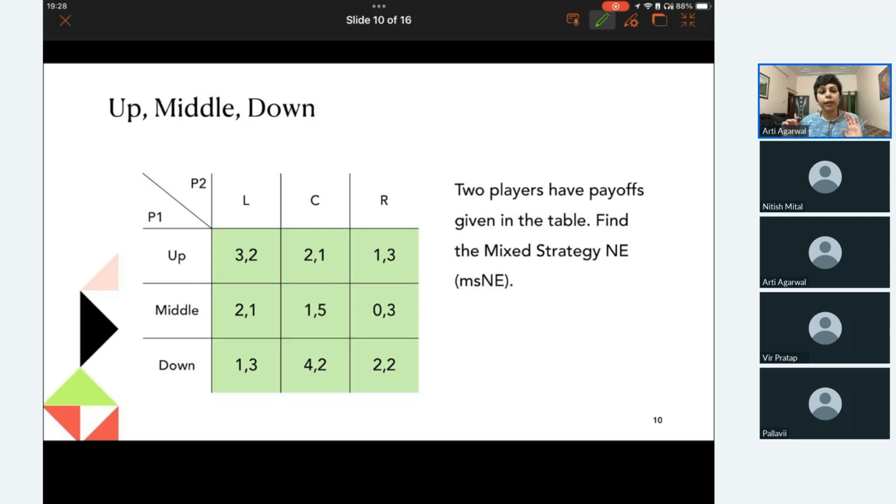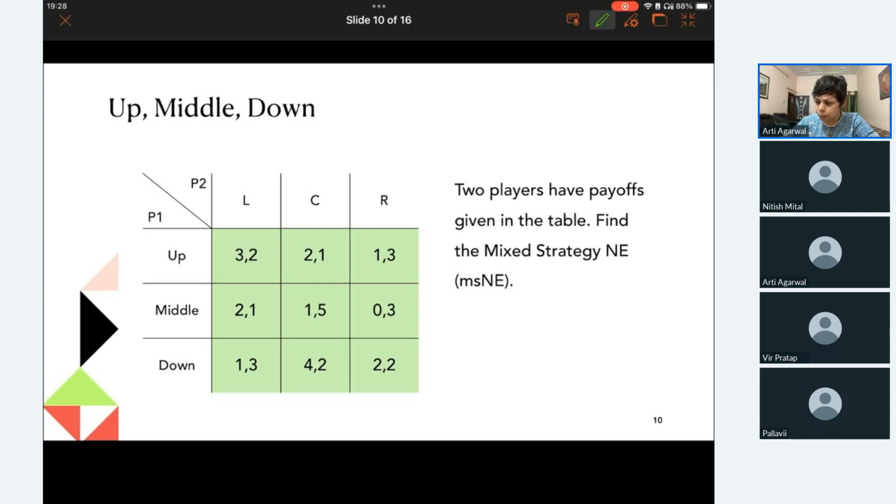So now, this is a very interesting game. Next game, the up, middle, down. This is also a very standard game, but this is the game on which I would like to spend a little bit of time, and you will understand why very soon. In this game, you always want to first check whether any game has any dominant strategy, whether it has any weakly dominant strategy, and whether any mixed strategy could be dominant or even weakly dominant over any other pure strategy.